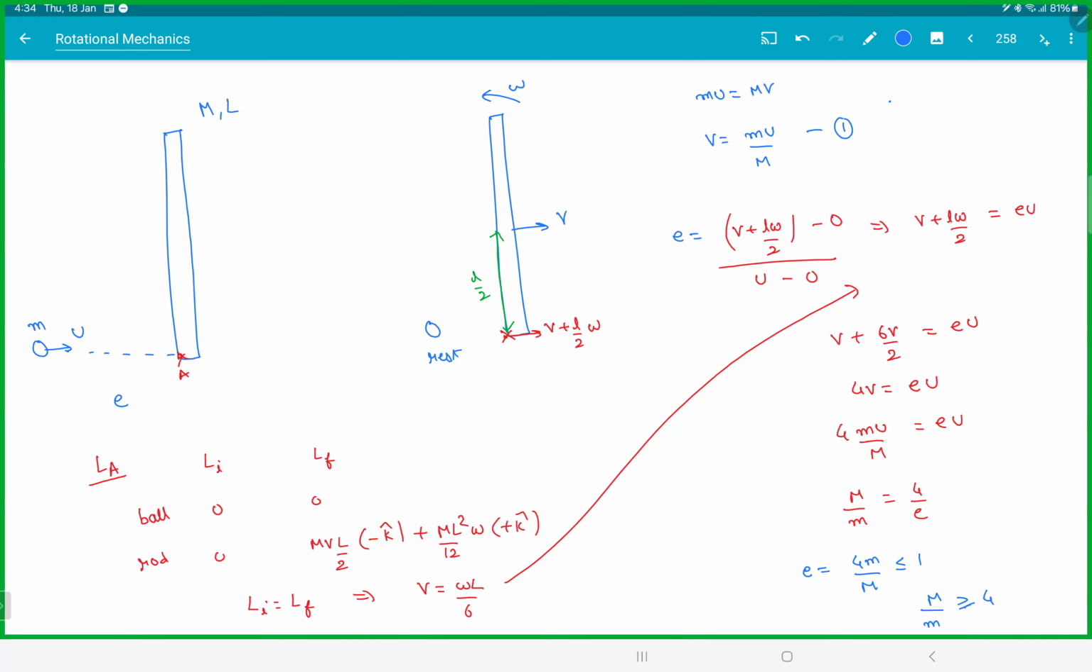So M by m should always be greater than or equal to 4. That's your answer. You want it in terms of e, that is 4 by e. If e is equal to 1, you'll get 4. If e is equal to half, you get 8, and so on. Please look at the steps. I did the same thing: momentum, restitution, angular momentum. 3 steps. Give me any variation, the story will be the same.